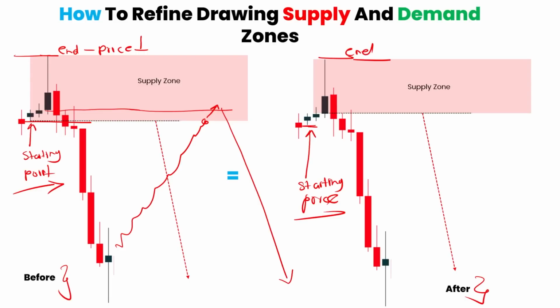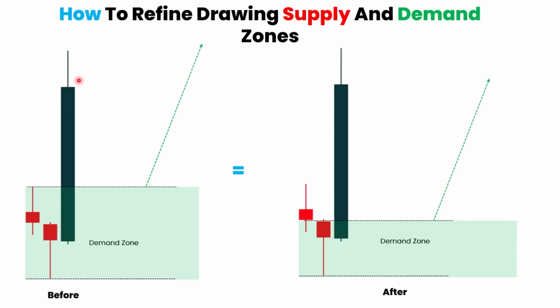The end doesn't change when drawing the zones. Okay, so let's move on to the next one. This one is the same thing again, but here we have 2 candlesticks. So how do we refine this one?